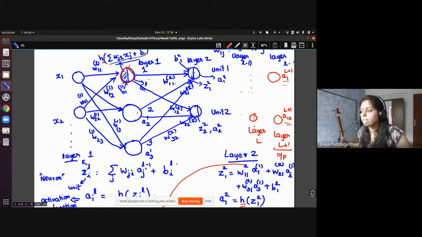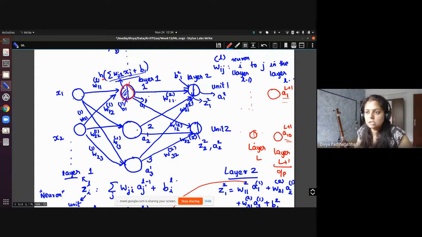So actually, these x1, x2 will serve as the input layer. This is like your features, whatever you have in your training data. Your features will come in this part. This is like layer 0, you can say. So this is actually x1, the value of a1 in the 0th layer, and this is a2 in the 0th layer.